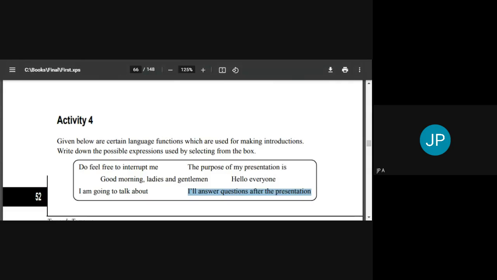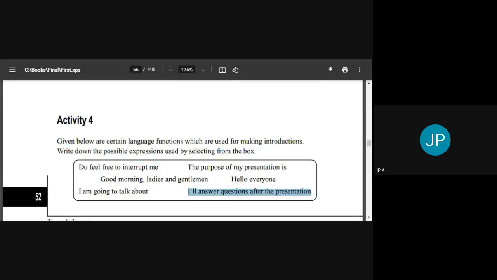So that is our individual preference, the preference of the speaker. You can either take questions in between, or you can answer questions after the presentation. So this should be said well before we get into the topic.